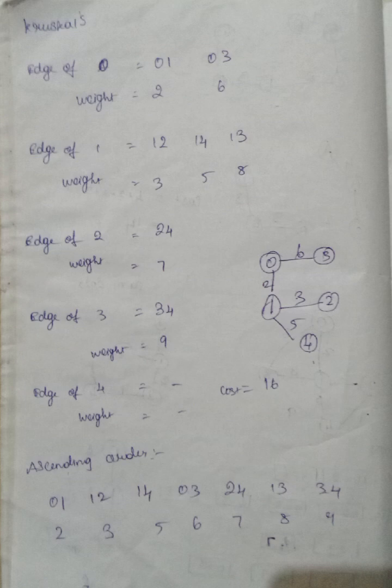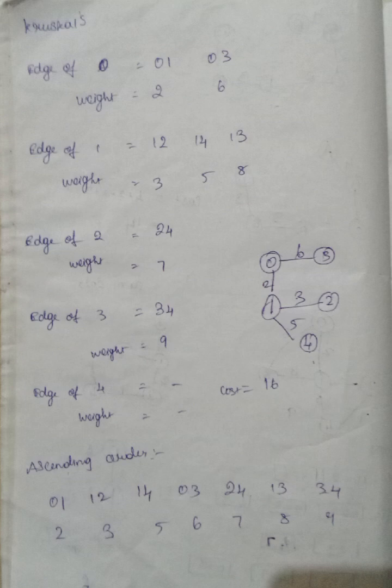And the edge of 3 is 3, 4, and the weight of the respective edge is 9. The edges of 4 are nothing, because 4 has edges with 2 and 3, which we have already written in the edges of 2, 4, and the edges of 3, 4. So there are no edges listed for 4, because we already wrote them in the other edges, and we have to find all edges and their weights.